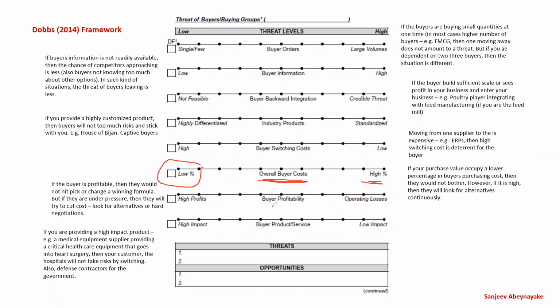And then the other one is buyers' profitability. If the buyers are doing really well, and it happens from time to time, if you are catering to a really prosperous industry where they are making a lot of money, then there's no point in their trying to save on items. They will be very happy. But if your buyer's industry is really not doing well, then they will be looking at other alternatives.